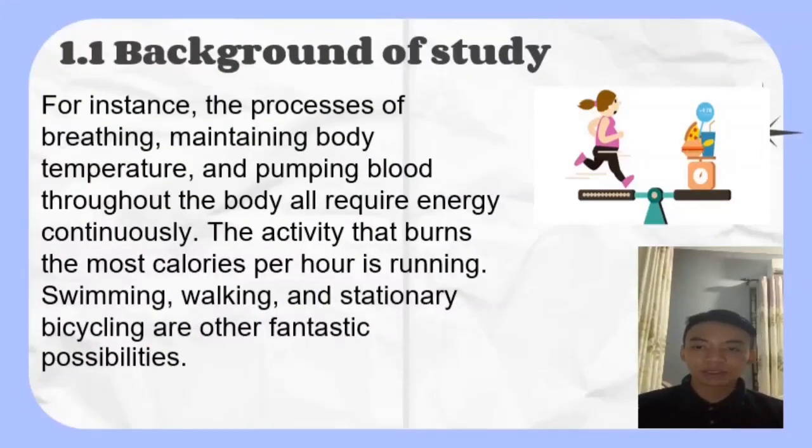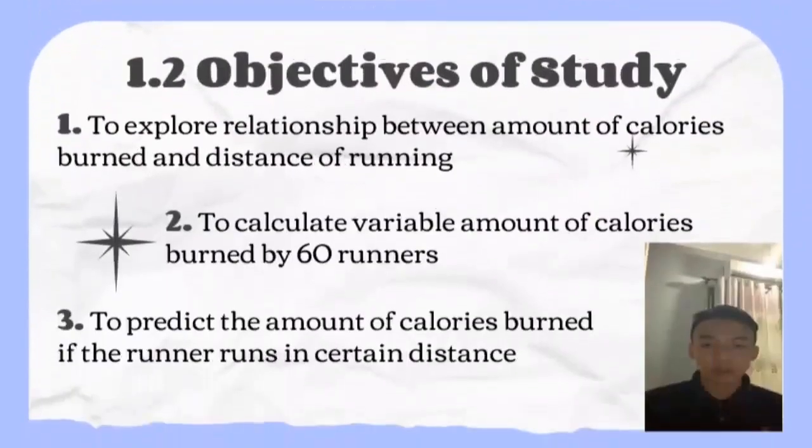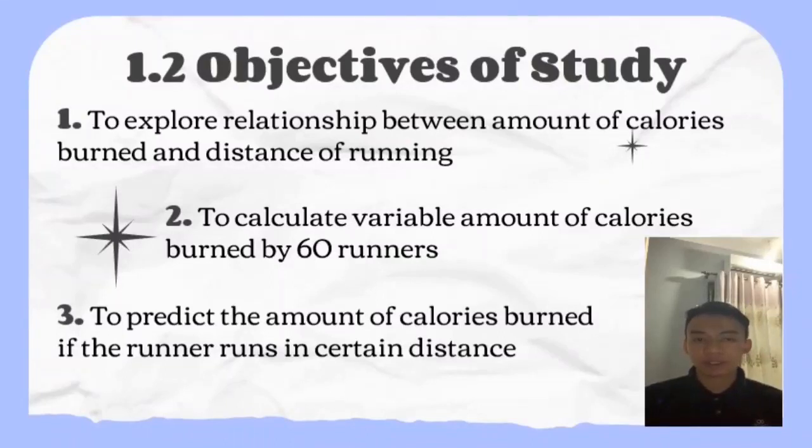The activity that burns the most calories per hour is running. Swimming, walking, and stationary bicycling are other fantastic possibilities. So for the objective of this study, first of all is to explore the relationship between the amount of calories burned and distance of running. Number 2 is to calculate the variable amount of calories burned by 60 runners. And lastly is to predict the amount of calories burned if the runners run a certain distance.